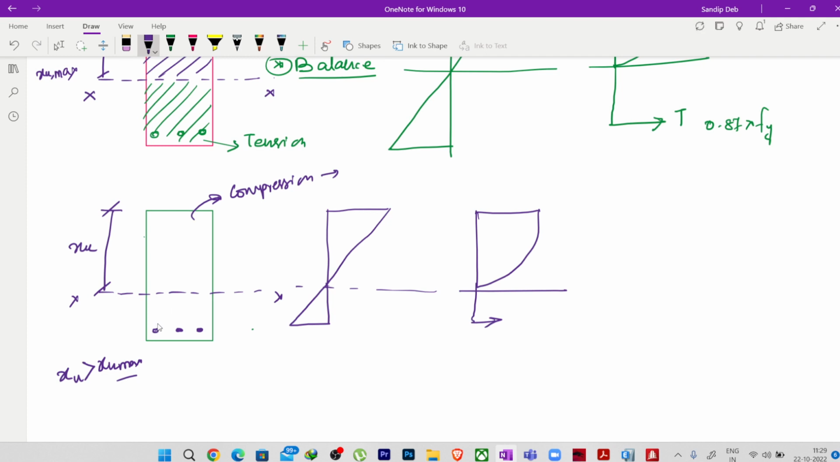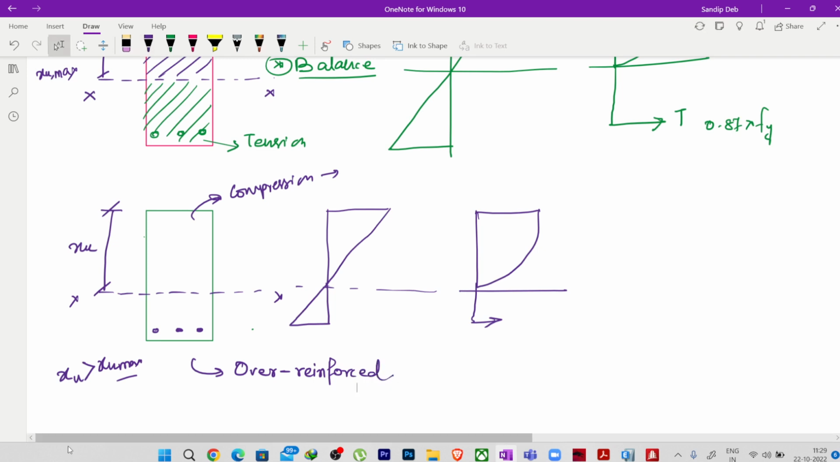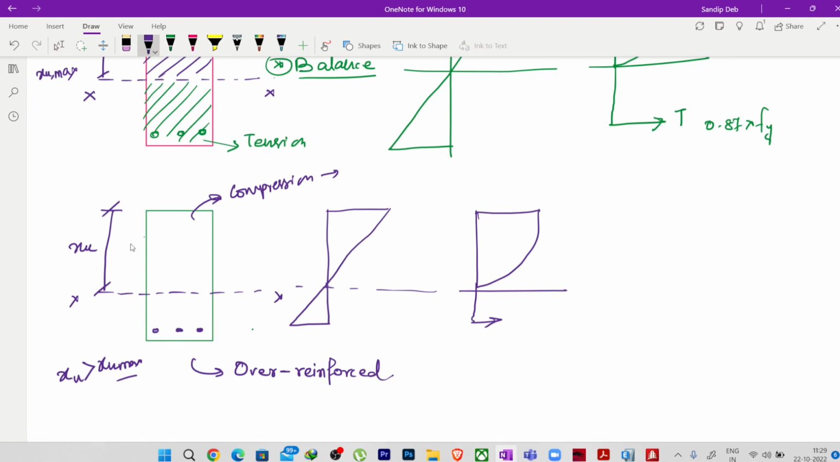So that means we have provided reinforcement in such an amount that the reinforcement is not reaching its maximum limit of tensile stress, but the concrete is reaching its ultimate value of compressive stress. So the concrete is failing. So that means this particular section is over reinforced. Right? So if we provide an over reinforced section, we will see this kind of phenomenon and we will have brittle failure in the beam, which is not desirable.